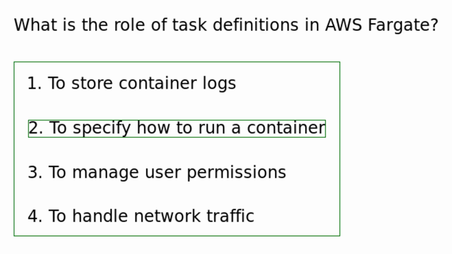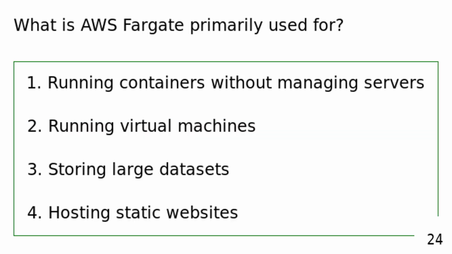Task definitions in AWS Fargate specify how containers should run, including the image, resources, and other settings. What is AWS Fargate primarily used for? Running containers without managing servers. Running virtual machines. Storing large datasets. Hosting static websites.